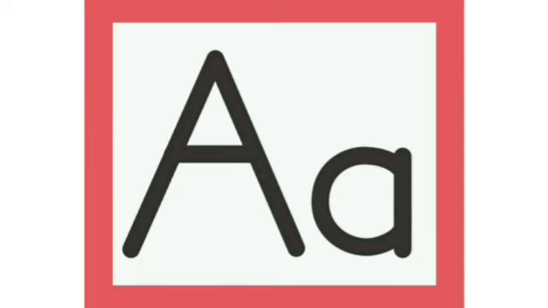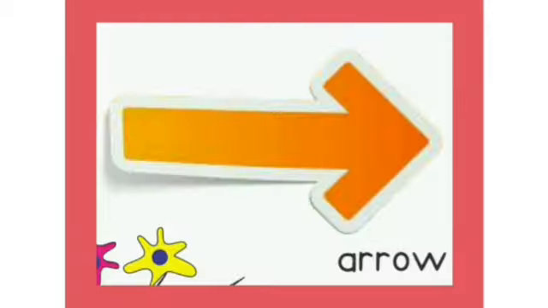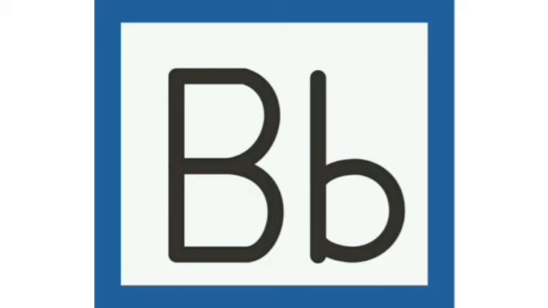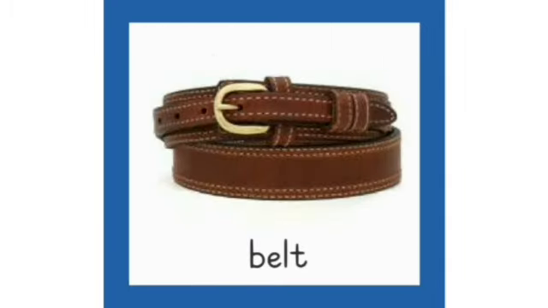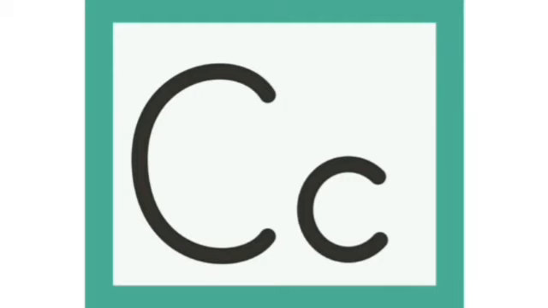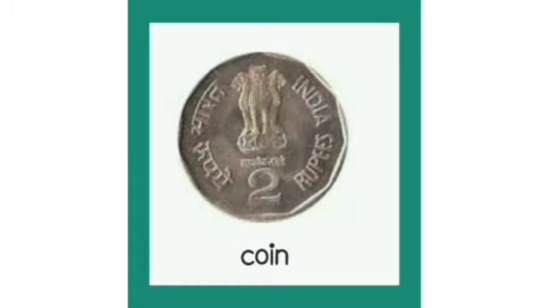Alphabet A. A says A. A for air balloon. A for arrow. Alphabet B. B says B. B for bag. B for belt. Alphabet C. C says K. C for cat. C for coin.